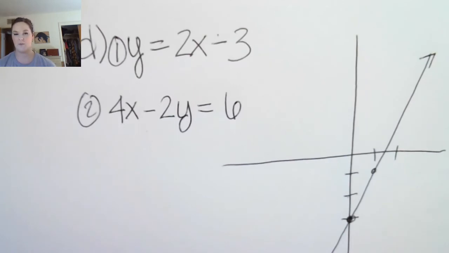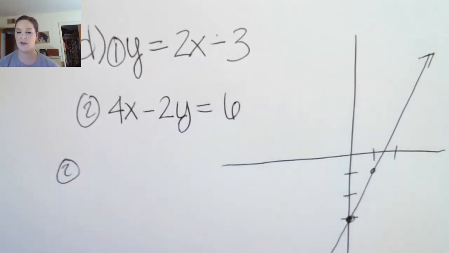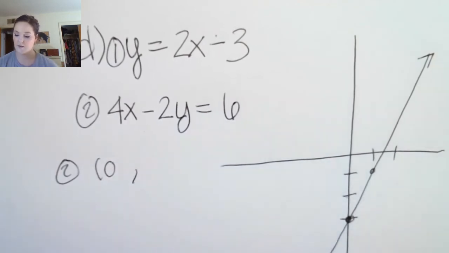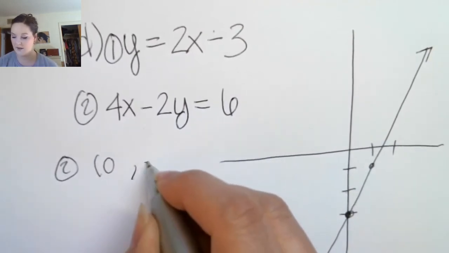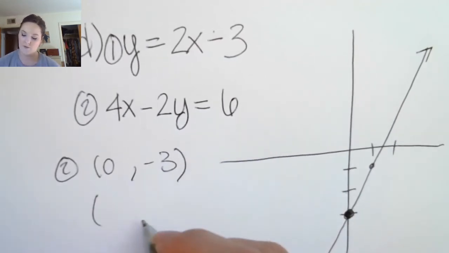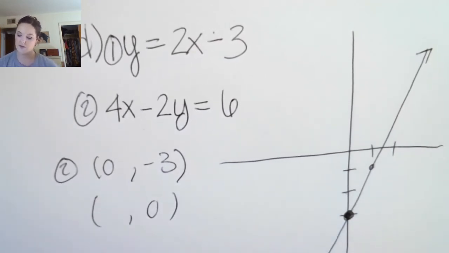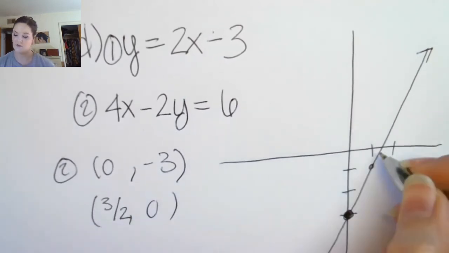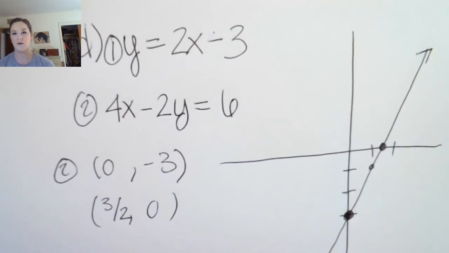Now for this one, we're going to go ahead and use the x and y intercept method. Okay, so if x is 0, then y is going to be -3. So that's this point here. And if y is 0, then x is going to be 6/4, which is 3/2. So that'll be this point right here.